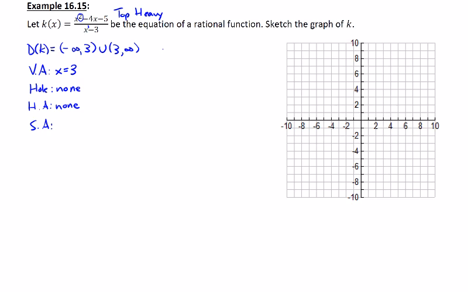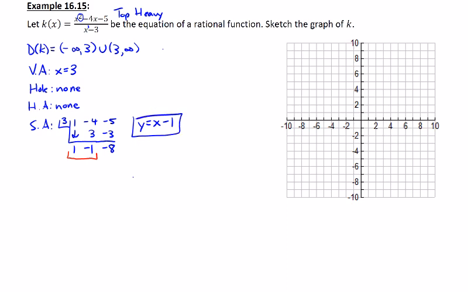This is going to be nice enough to allow synthetic division to work. So let's set up the synthetic division here. We're going to have 1, -4, -5 for the dividend. Bring down the lead coefficient, and then positive 3 to represent the divisor. Multiply, add, add, and the only part of this that we're really interested in is the quotient. So that means that we have a slant asymptote located at y equals x minus 1.